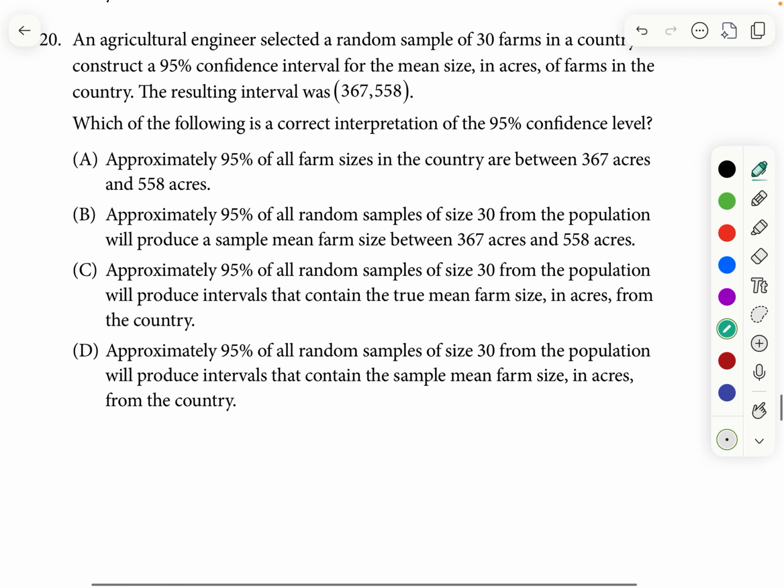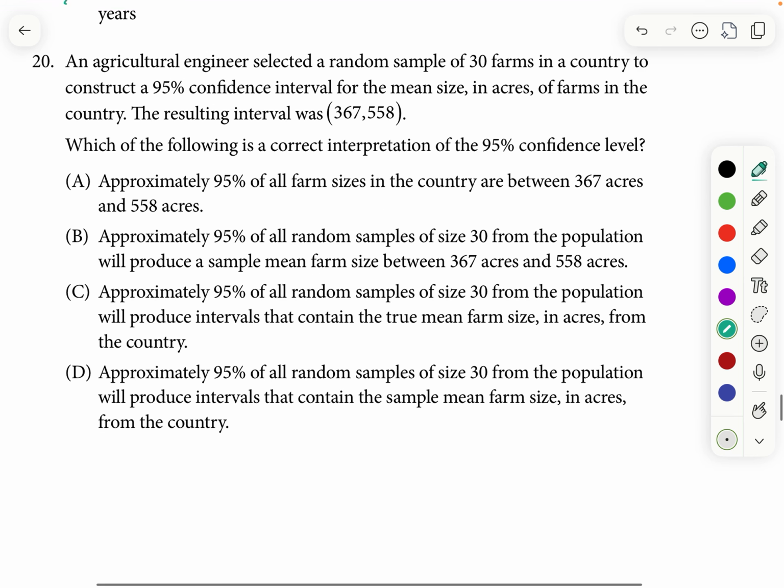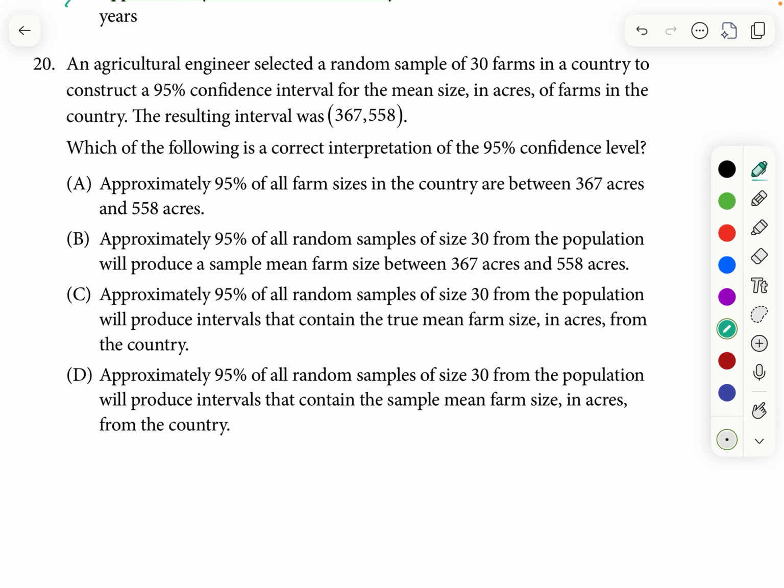So this question says, an agricultural engineer selected a random sample of 30 farms in a country to construct a 95% confidence interval for the mean size in acres of farms in the country. The resulting interval was 367 to 558. Which of the following is the correct interpretation of the 95% confidence interval, or confidence level?